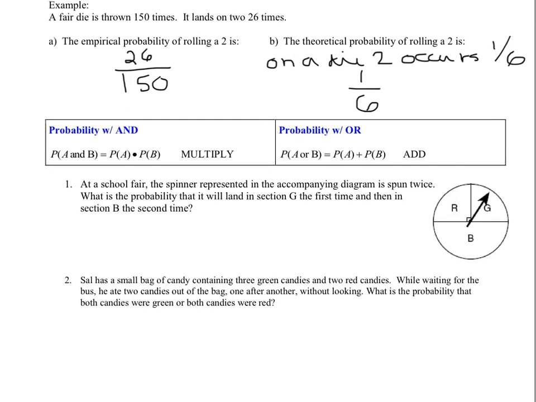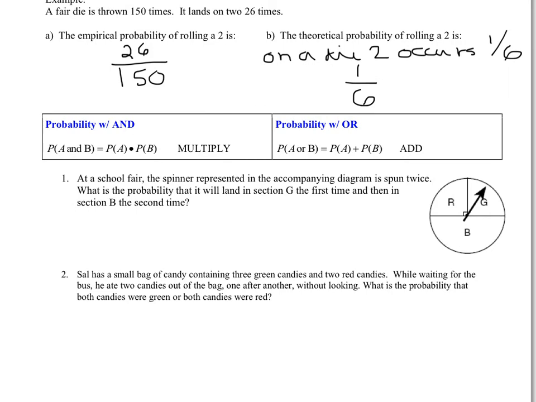Next, probability with and, and probability with or. So let's first take a look at probability with and. When you have the probability of A and B, you find the probability of the event A, and you multiply that by the probability of the event B. So and means to multiply probabilities. Probability with or. To find the probability of A or B, you find the probability of A, and you add that to the probability of B. So or means add probabilities.